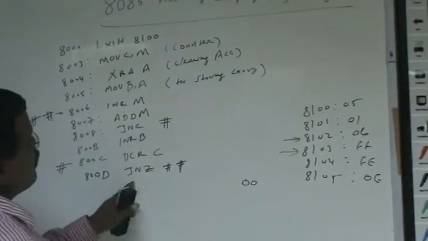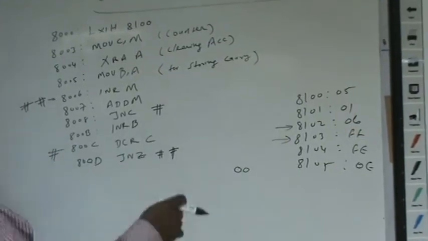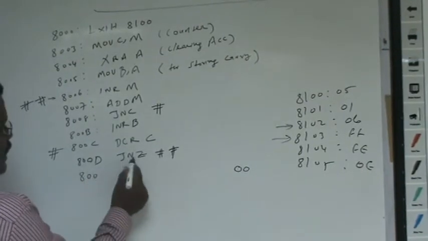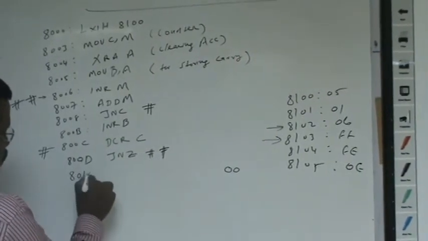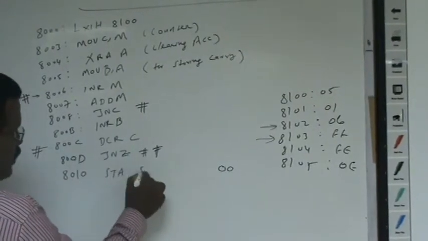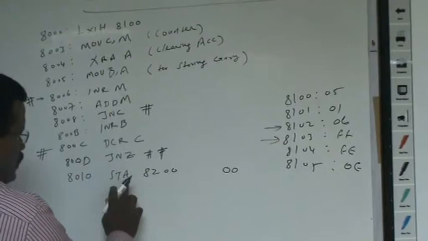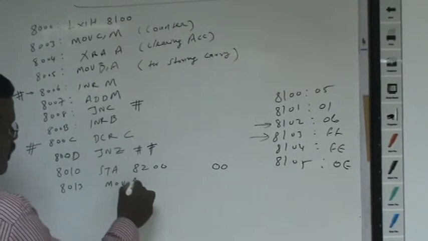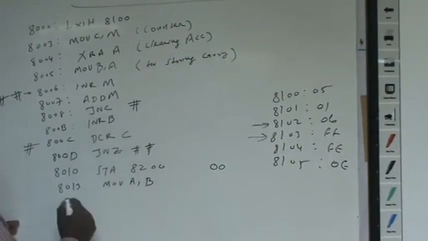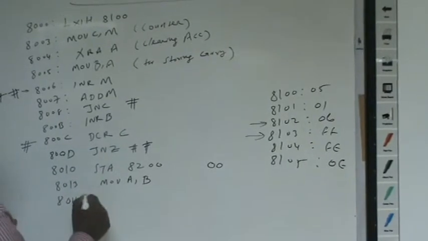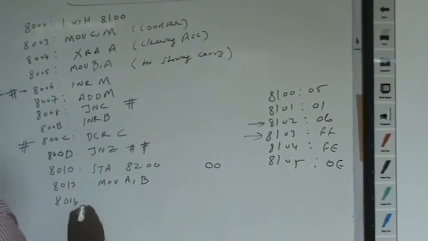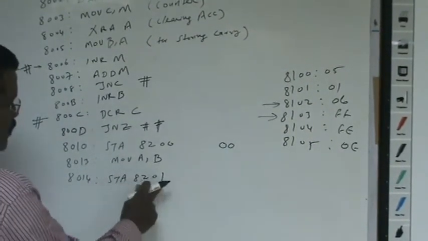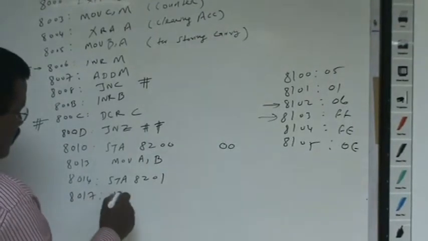Now where is the result? The lower order byte result is available in the accumulator. The higher order byte result is available in the B register. Just now you have to store the data. So 8010 here. Store accumulator at 8200. So where is the higher order byte? It is available in B register. So B to A, again 8014. Store accumulator in the memory location 8201. 8017 is halt.